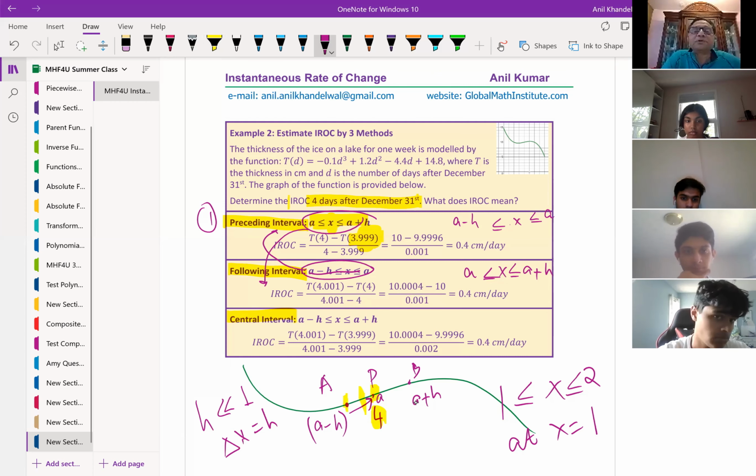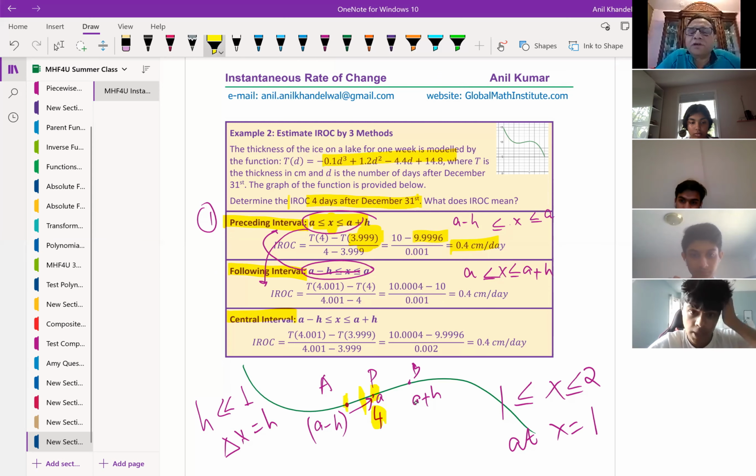Calculate, substitute the value in this equation, right? Substitute the value in this equation and then get your result, correct? Calculate, you'll get your answer. 0.4. I just rounded to 1 decimal place. We got 0.4 centimeters per day. Is that clear to you?